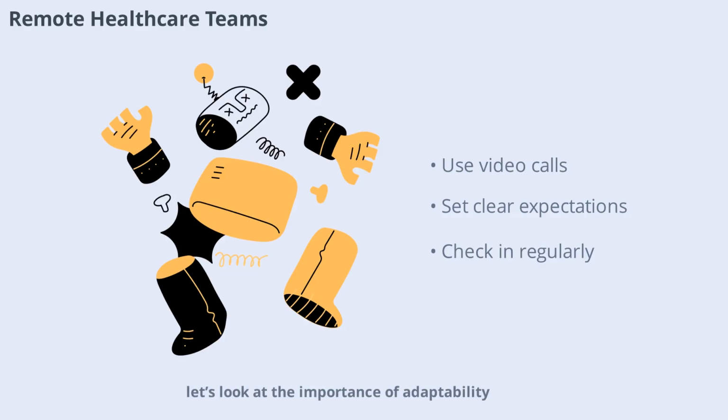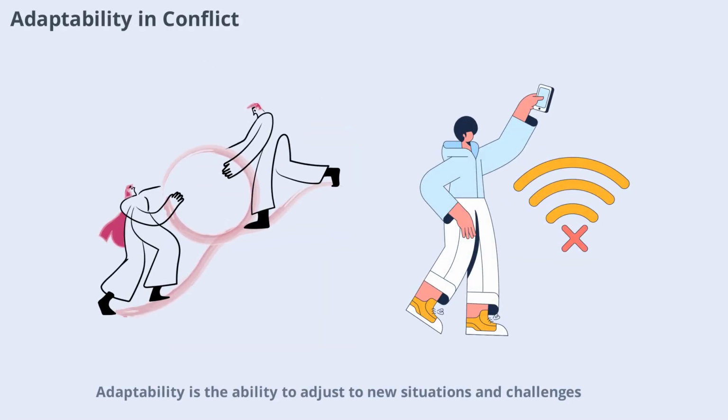Next, let's look at the importance of adaptability. Adaptability is the ability to adjust to new situations and challenges. In medical settings, being adaptable helps staff respond to unexpected conflicts and changing circumstances. This might mean trying new communication methods, adjusting schedules, or being open to different solutions. Adaptable teams are better equipped to handle conflict and maintain high-quality care.